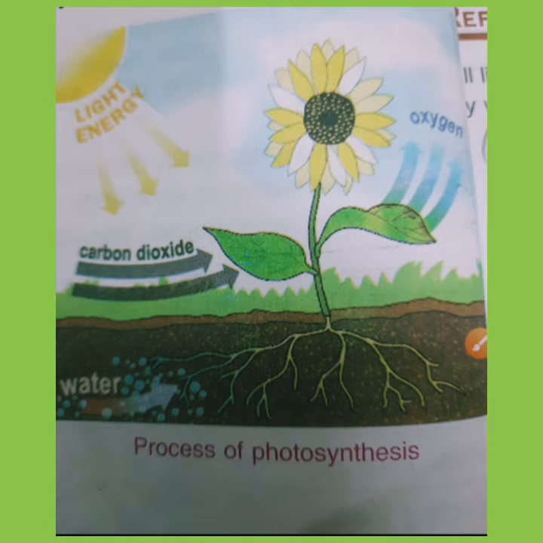Carbon dioxide and water, in the presence of sunlight and chlorophyll. Now what is this chlorophyll? Chlorophyll is the green pigment present in the leaf.